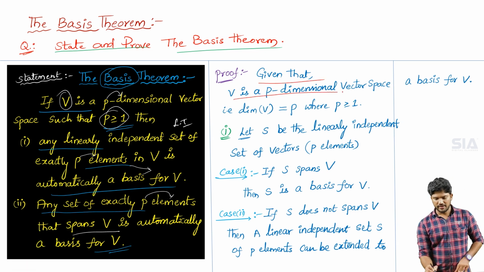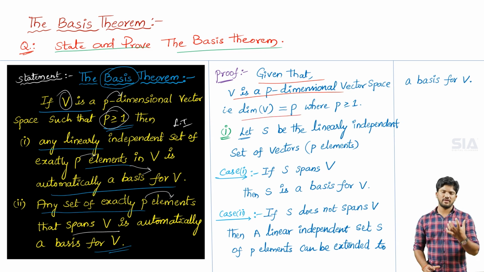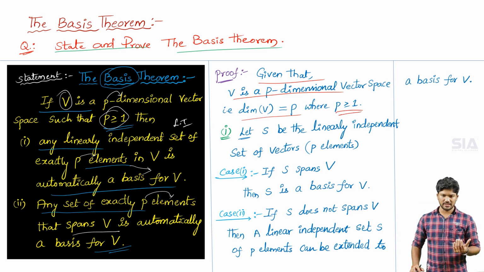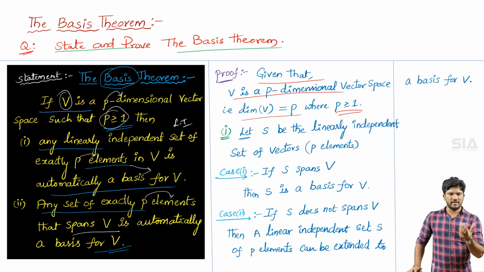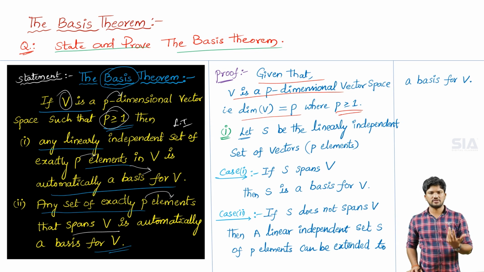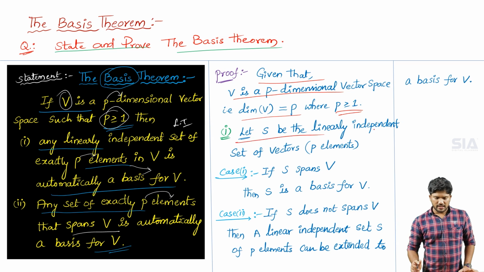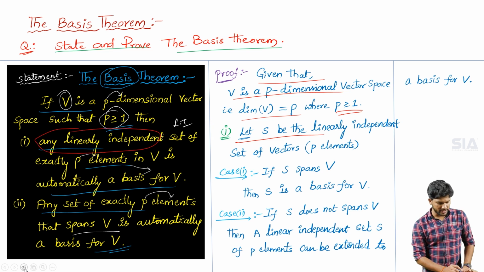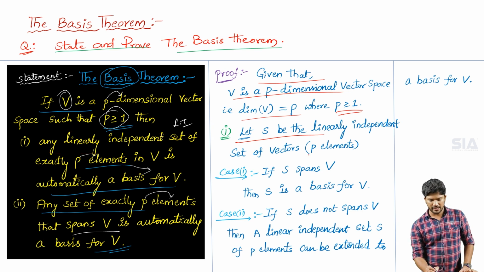Given that capital V is a p-dimensional vector space, that means the dimension of V is equal to p, where p is any finite number and p is greater than or equal to 1. That means you can take at least one vector, at least one vector is nothing but p greater than or equal to 1. The first condition: let capital S be a linearly independent set of vectors. They clearly mention any linearly independent set, so here we are taking that capital S as any linearly independent set in capital V.